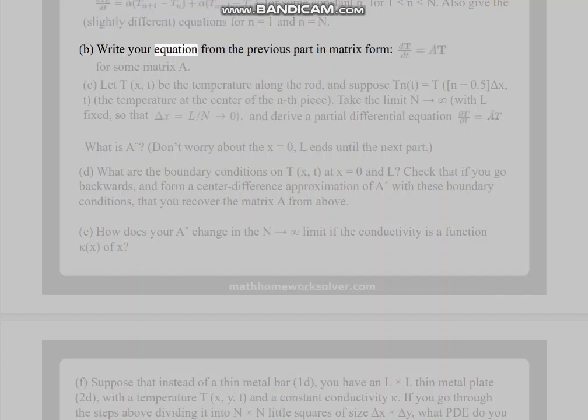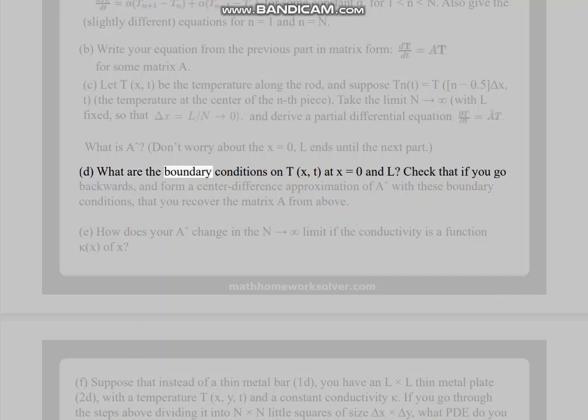b. Write your equation from the previous part in matrix form, for some matrix A. c. Let T(x,t) be the temperature along the rod, and suppose T_n(t) equals T((n minus 0.5) delta x, t), the temperature at the center of the nth piece. Take the limit n to infinity, with L fixed, and derive a partial differential equation. What is A? Don't worry about the x equals 0, L ends until the next part.